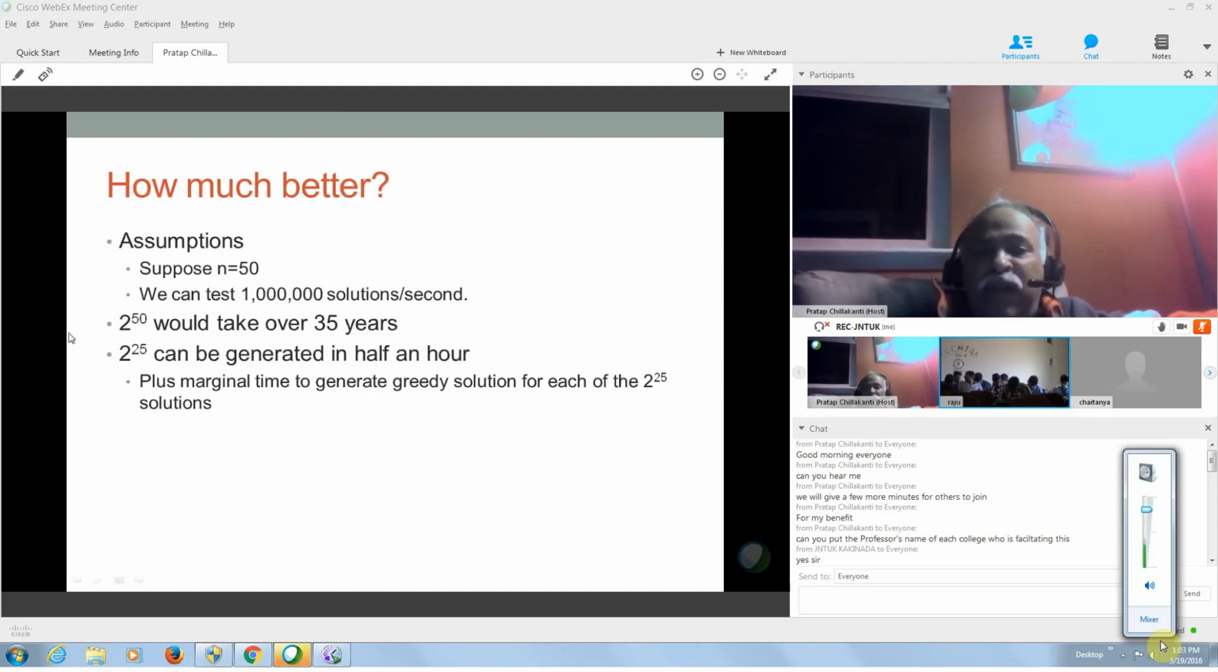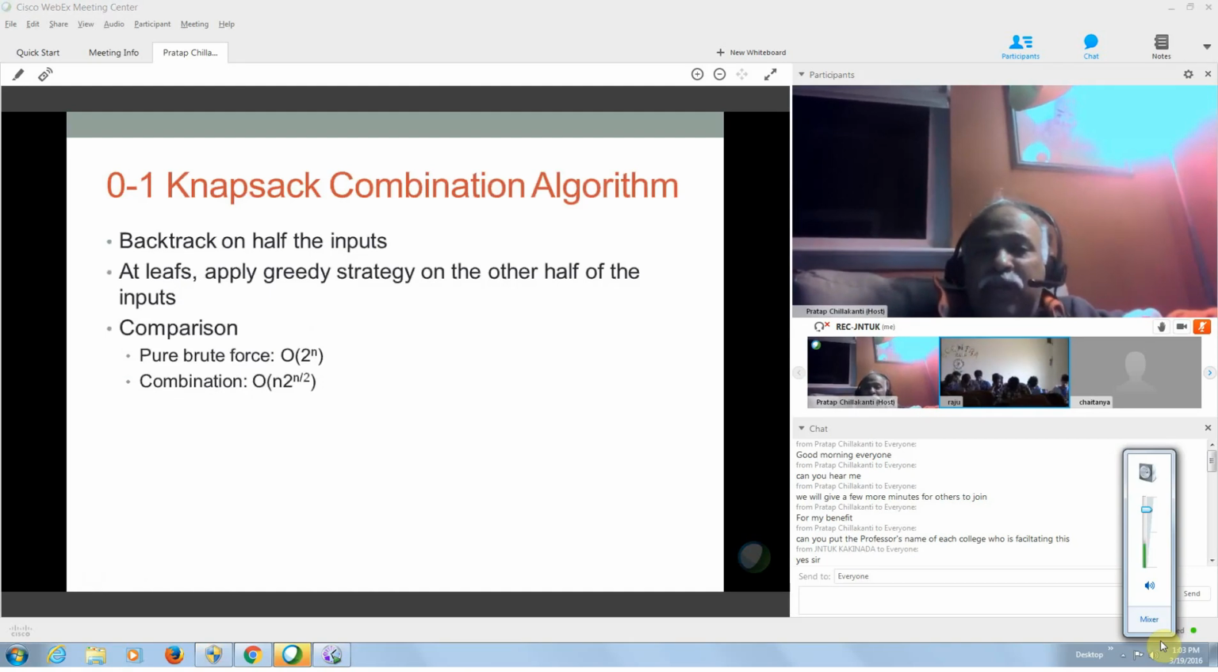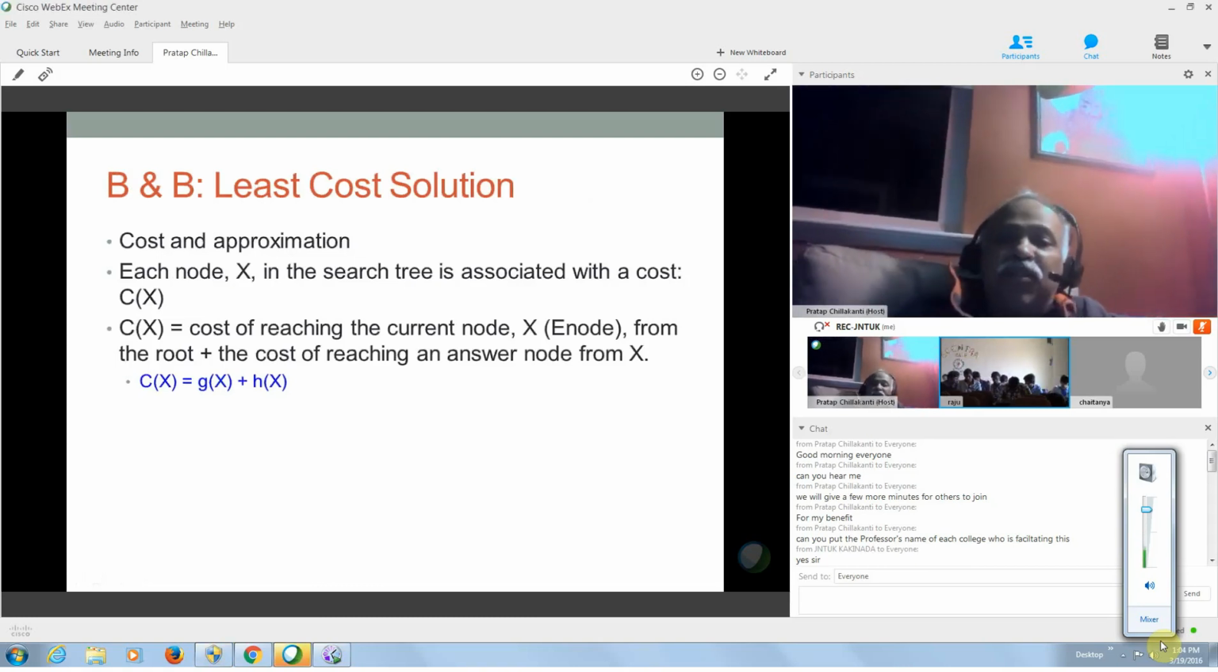2 raised to 50 for 50 elements would take 35 years, right? By saying, okay, half of the elements I use one technique and the other half I use another technique, you can solve the problem in about 30 minutes. Okay. So what this example shows you is, it's not like you apply only one technique. Okay. You apply a combination of them. Then we consider the least cost solution.